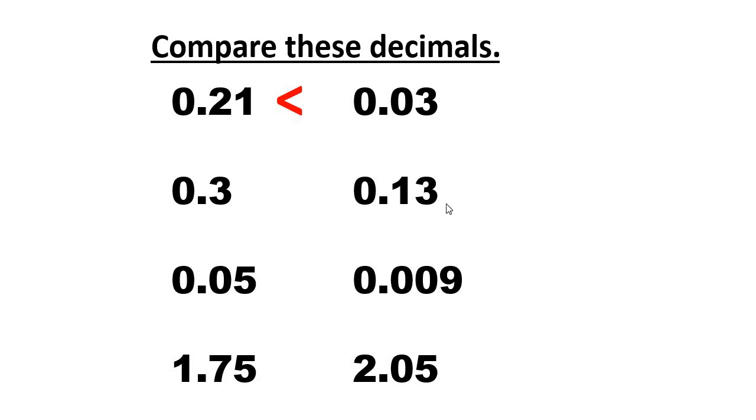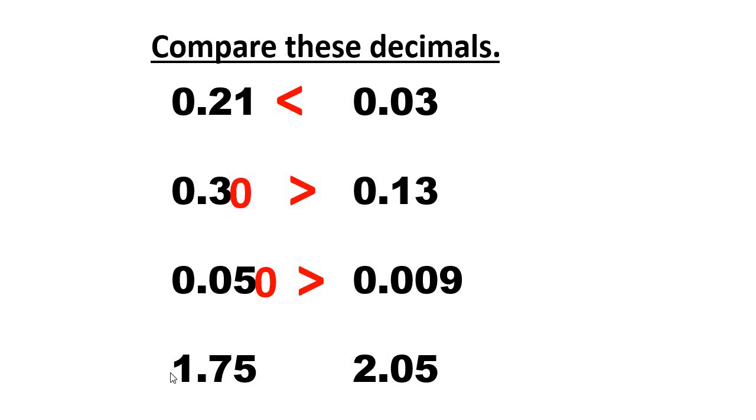Let's take a look at 3 tenths compared to 13 hundredths. So in this case, I will have to add a 0 to the end of 3 tenths since we have a different number of digits. So now I'm comparing 30 to 13 hundredths, and 30 is greater than 13. Here we have 5 hundredths compared to 9 thousandths. So 2 digits after the decimal here, 3 digits after the decimal here. We'll have to add a 0 to the end of this number, so they have the same number of digits. Now I'm comparing 50 to 9, and 50 is greater.